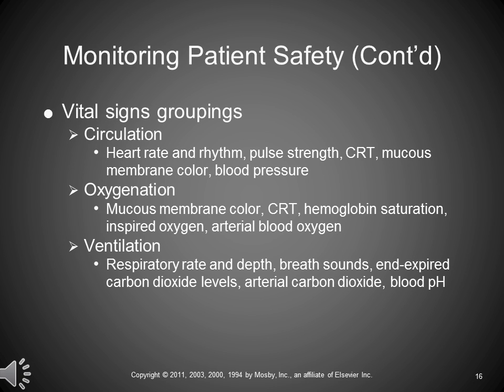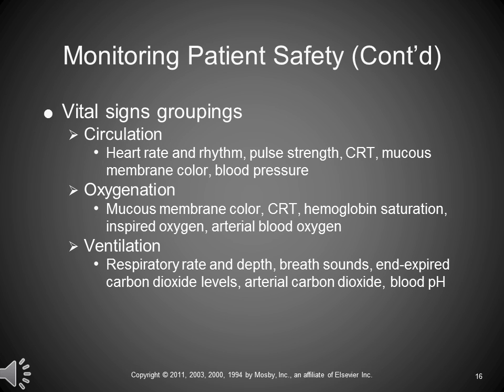We generally monitor patients around groups or body systems. For example, circulation. When we look at circulation in that patient, we want to know their heart rate. We want to know their heart rhythm. We need to assess their pulse strength. We're going to check their capillary refill time. We're going to check their mucous membrane color. And either directly or indirectly, we should be monitoring blood pressure. That's all going to give us a big clue on circulation.